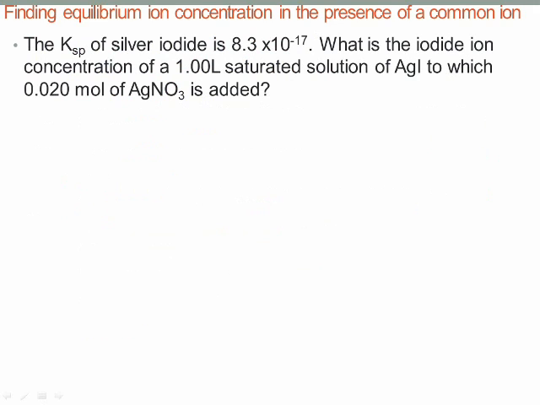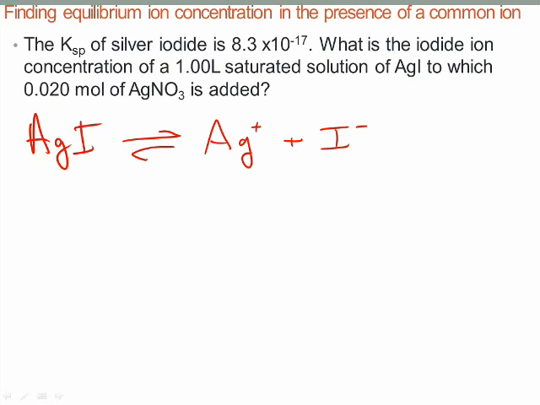Finding the equilibrium ion concentration in the presence of a common ion. The Ksp of silver iodide, AgI, is 8.3 times 10 to the minus 17. What is the iodide ion concentration of a 1 liter saturated solution of AgI to which 0.020 mole of AgNO3 is added? We are adding silver nitrate, which means we have a common ion in silver. That's going to affect equilibrium. It will shift it to the left. What is the iodide ion concentration going to be?